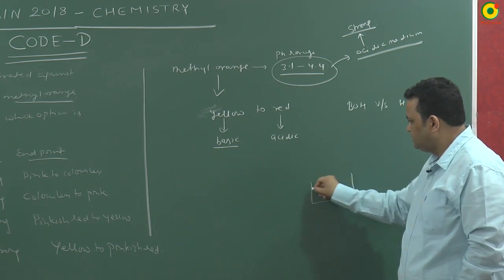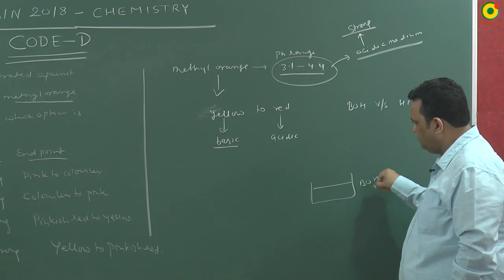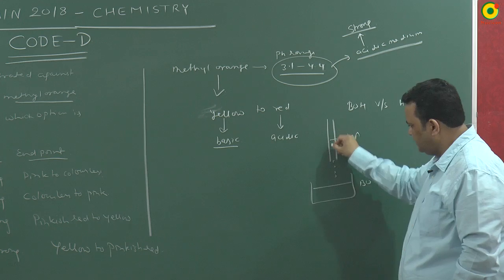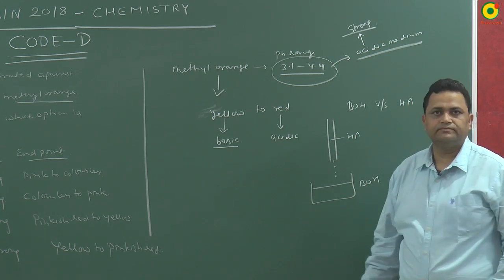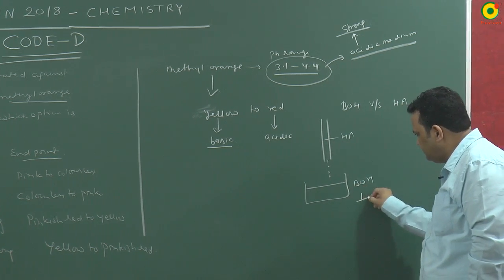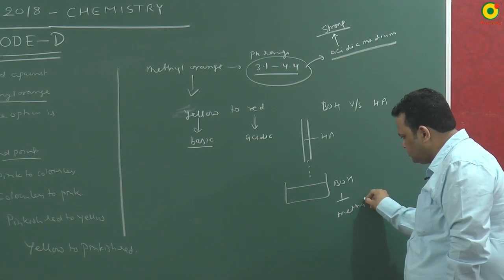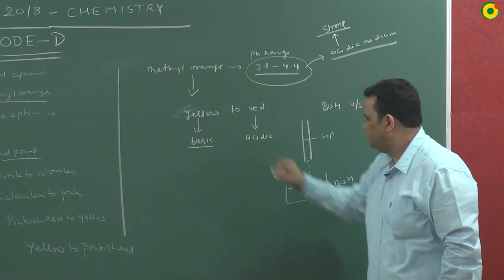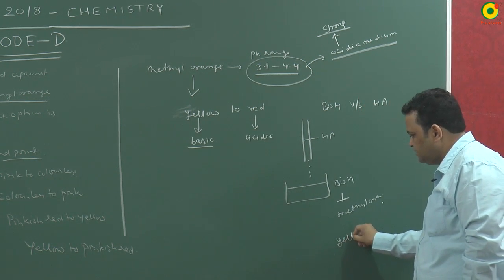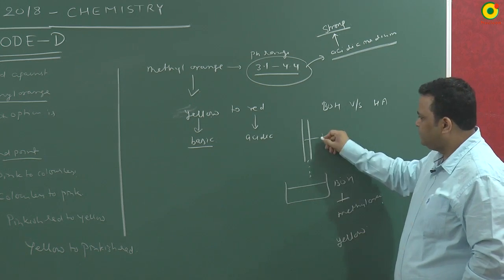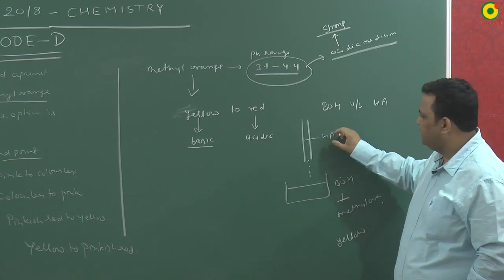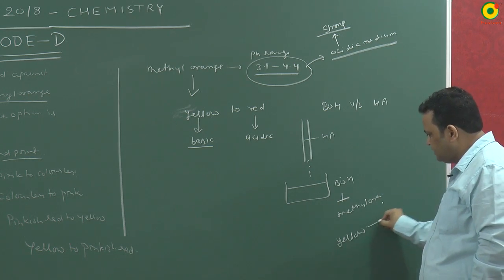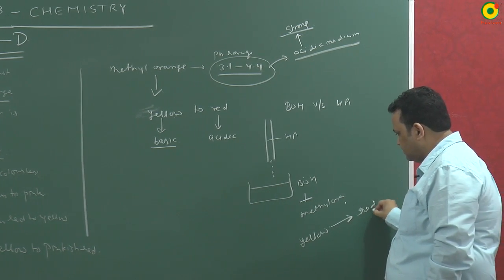If we take BOH in a beaker and titrate it against the acid HA, which falls drop by drop into this solution, and we add methyl orange indicator, then in basic medium the methyl orange is yellow. So first it is yellow, and after the neutralization point, when we add further HA, the medium becomes acidic and it changes from yellow to red color.